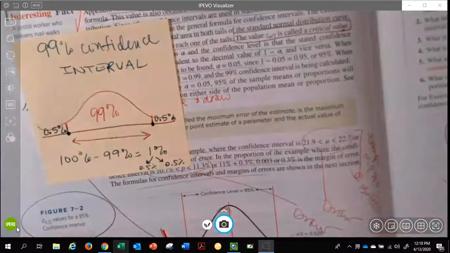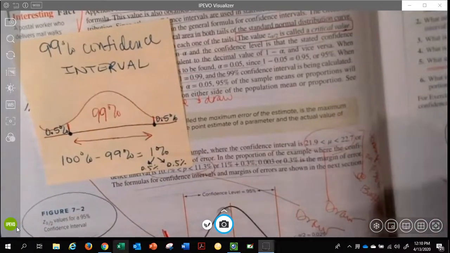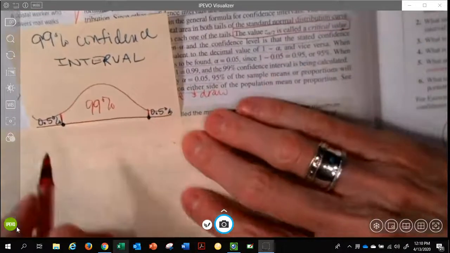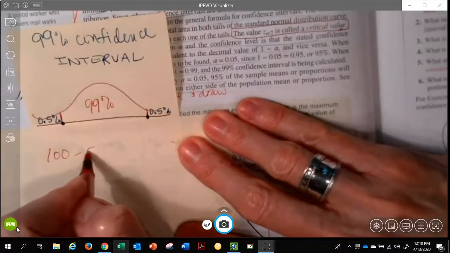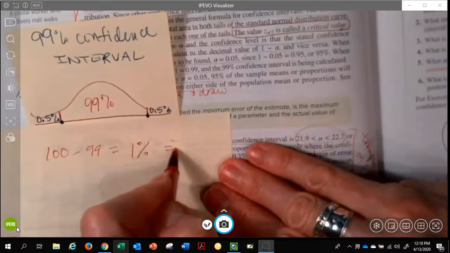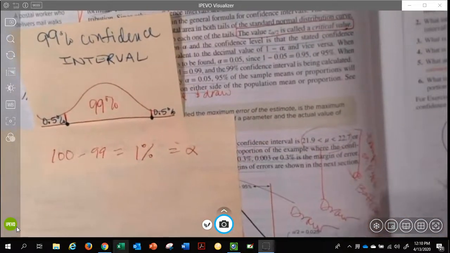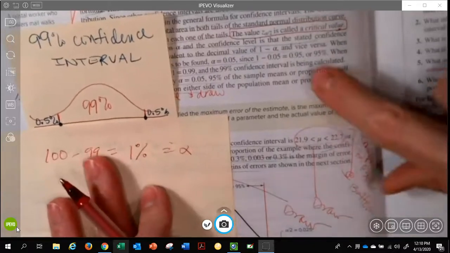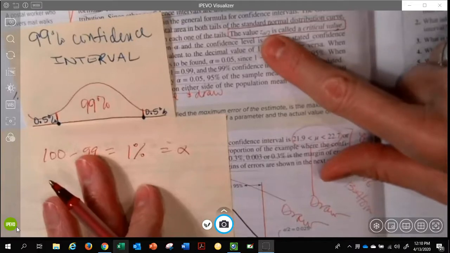So I've already got it started here. And this one's for a 99% confidence interval. And for it to be 99%, I would need to take my 100% minus my 99%, and I get 1%, and that's going to be my alpha. You really have to truly understand, what am I doing, where are my numbers coming from, and could you replicate this on your own?